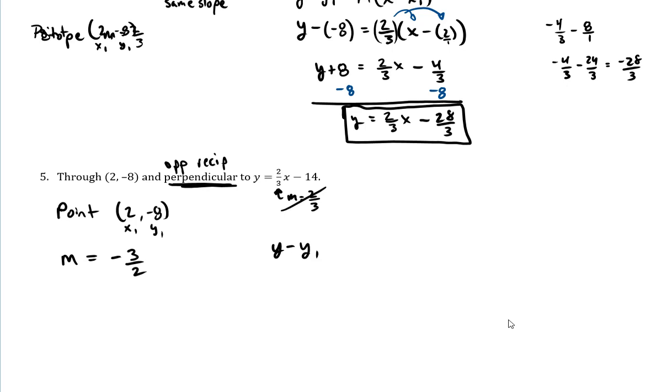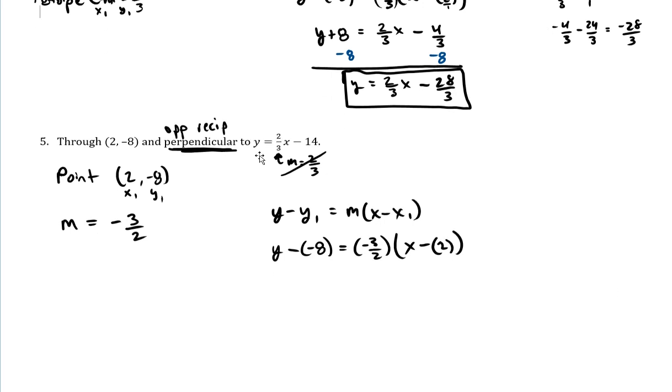Okay, and then now we'll set it up just like we did the last ones. So y minus y1 equals m times x minus x1. We'll sub in everything that we have. So y minus negative 8 equals negative 3/2 times x minus 2. And we'll continue simplifying, so distribute. Let's also say the double negative on the left should become plus.